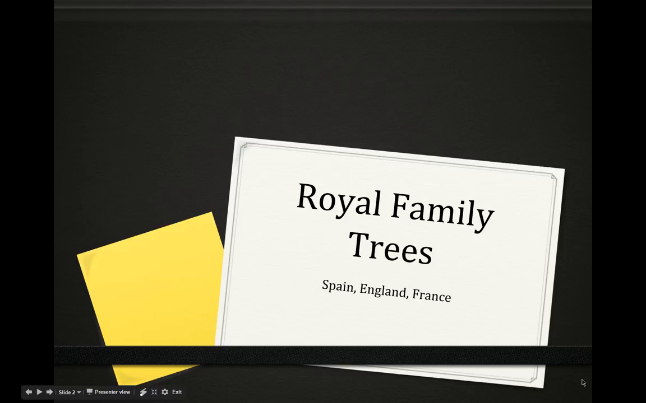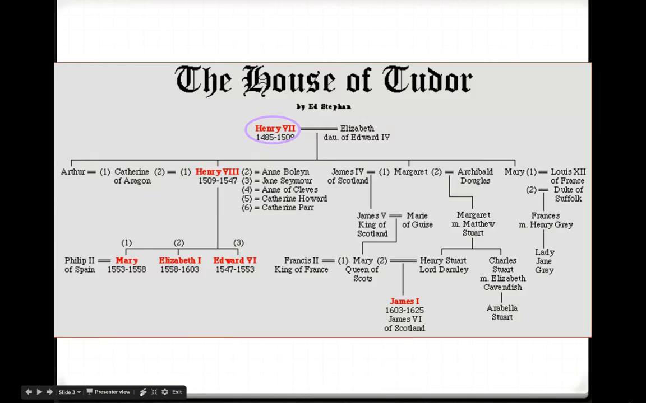Before we dive in, though, let's talk about the royal family trees. The House of Tudor. Very short lived, even though you'll see a lot of names on here. Most of those names are Henry's various wives. You'll notice Catherine of Aragon appears twice. First to Arthur. Arthur dies with the sweat. Catherine then marries Henry, who becomes Henry VIII.